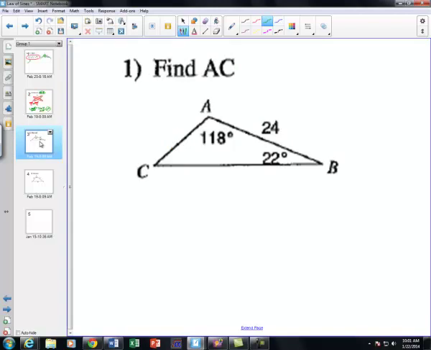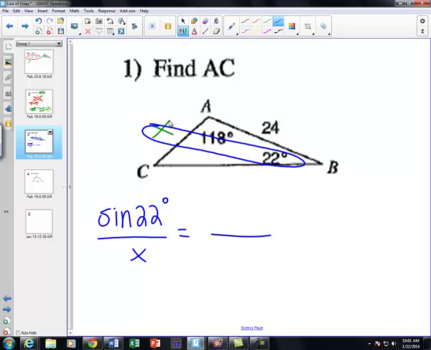Okay, this is number 1 from your homework sheet. This time we're looking for side AC. And if I look, I have x across from the 22, so I could do sine of 22 degrees over x, and then I'm going to do sine of another angle over its opposite side. So here's the problem. I know the 24, but I don't know the angle across from it. I know angle A is 118, but I don't know the side across from it. Well, one of those you can find.